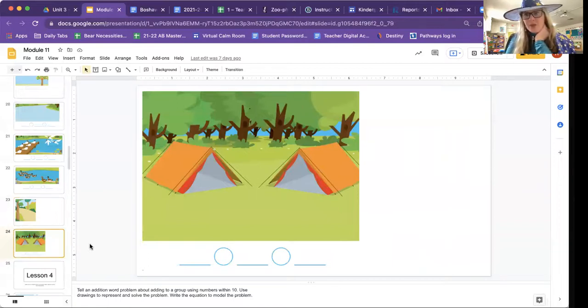All right, here's your second on your own. Tell an addition word problem about adding to a group using numbers within 10. Use drawings to represent and solve the problem, and then write the equation. So this is where it gets tricky. I'm not going to give you numbers. The book's not giving you numbers. You have to come up with a story all on your own. And when it says within 10, that means they don't want you to say there are 20 campers and 10 more come, because that's way bigger than 10. We're working within 10. Okay, so we want our answer or solution to be 10 or less.